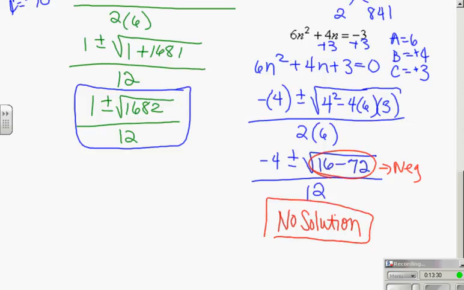So if you get to a point where you can't work the problem anymore, which happens if you get a negative under the radical, then you are done with the problem.